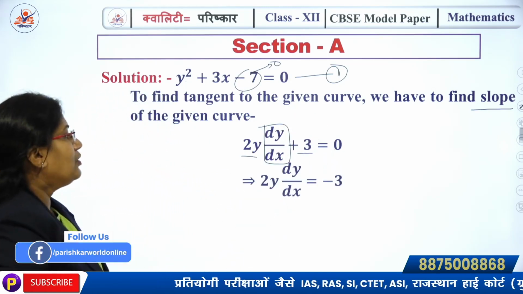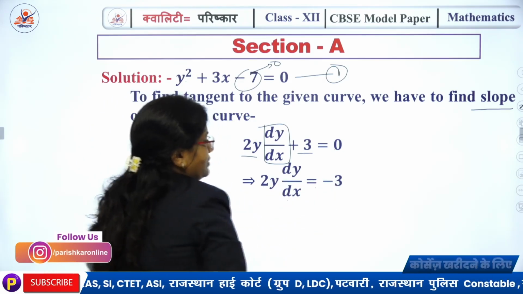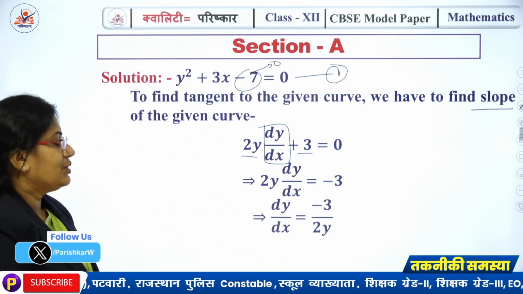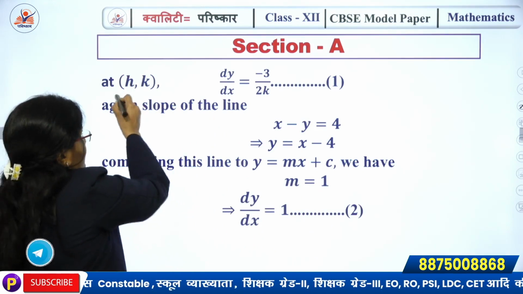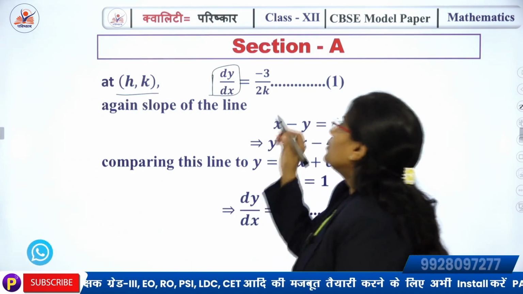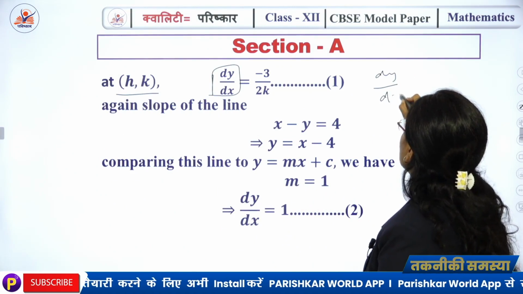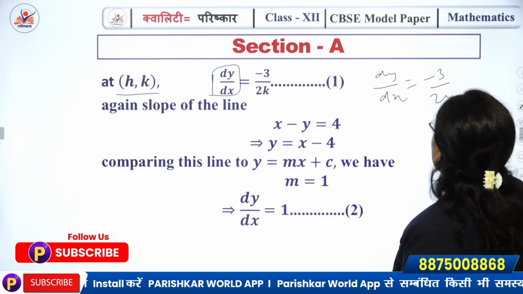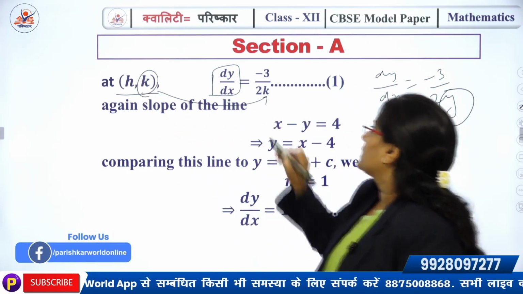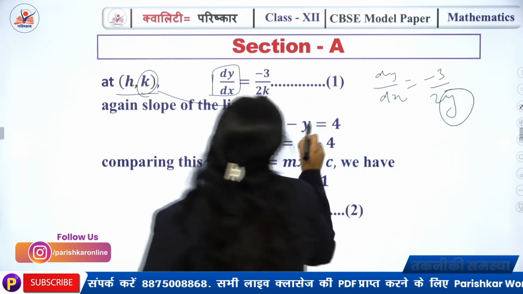Now we'll calculate the value of dy by dx. 2y dy by dx is equal to minus 3. Then the value of dy by dx is equal to minus 3 upon 2y. At (h, k), the value of dy by dx is equal to minus 3 upon 2k, because dy by dx is equal to minus 3 upon 2y, and we put the y coordinate from here, k. Clear?